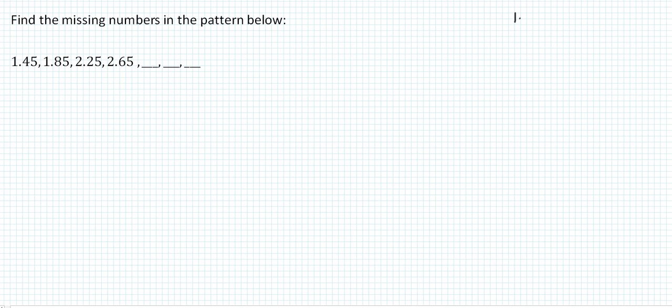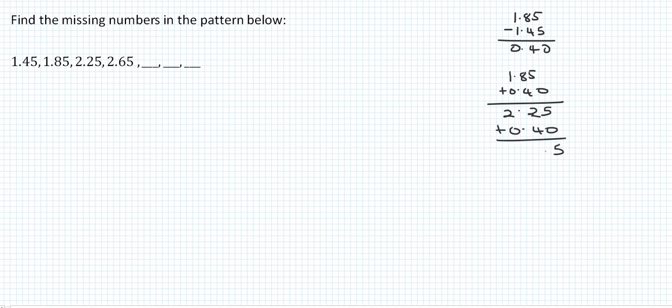So what that means is we have 1.85 minus 1.45. So we have 0.40. So the next thing we're going to do is we're going to add 0.40 to 1.85. 1.85 plus 0.40. So we have 2.25. Now we add 0.40 to that again. We have 2.65.